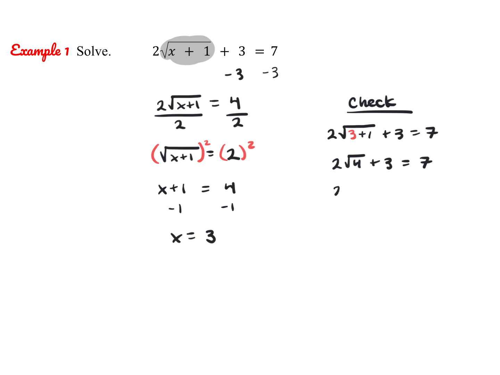So here we see that the square root of 4 is 2. And then we have 4 plus 3. So we get 7 equals 7. So without moving anything from one side to the other, we've substituted x equals 3, and we've shown that the left side equals the right side, which means that this is a valid solution.